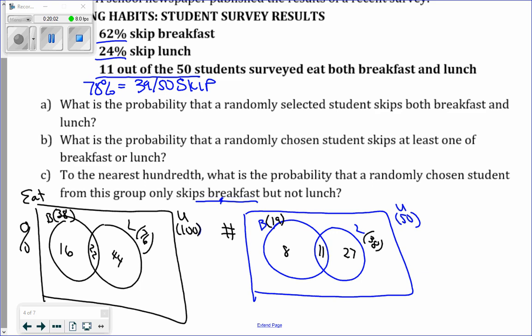Okay, let's get to the stuff. What's the probability that they skip both breakfast and lunch? Oh, yes, sorry, I forgot to do the neither. So what's 16 plus 22 plus 44 is 82. So that would be 18% here. Oh, it's 54. Sorry. So then this is 8, right? So 8% would be 4 people out of 50. Okay.